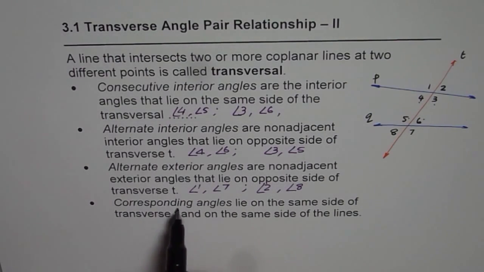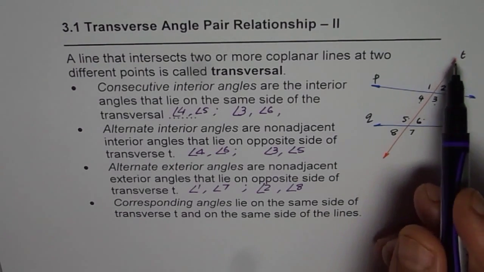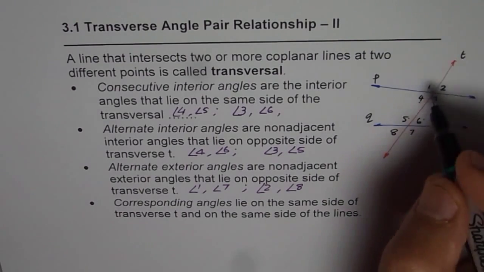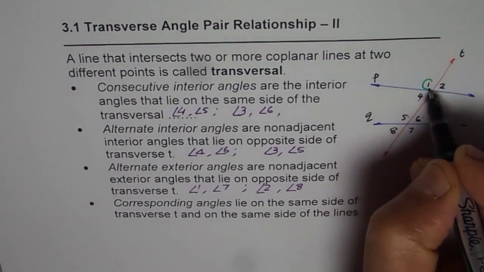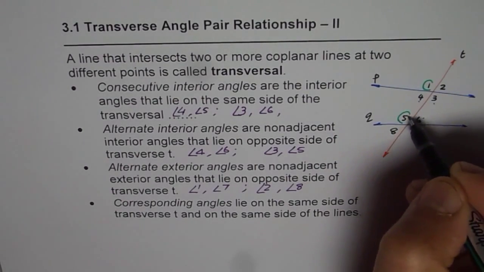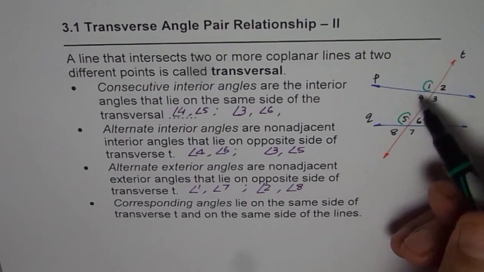Now we have corresponding angles. Corresponding angles lie on the same side of the transversal T and on the same side of the line. So what does that mean? Let's look into it. So we'll make a mark here. These are on the same side of T. They are on the left side, and they are on the same side of the lines, top of the line, right? So these two form a set of corresponding angles.